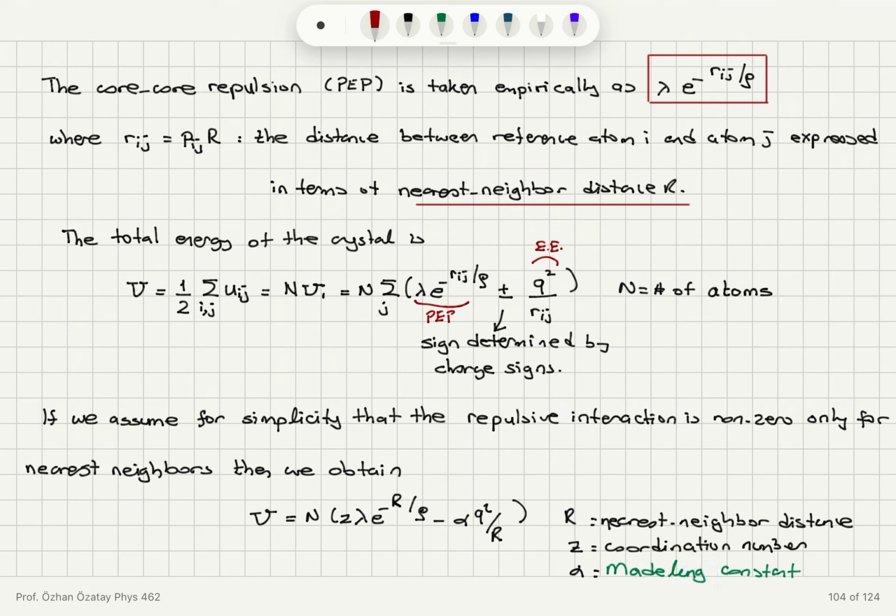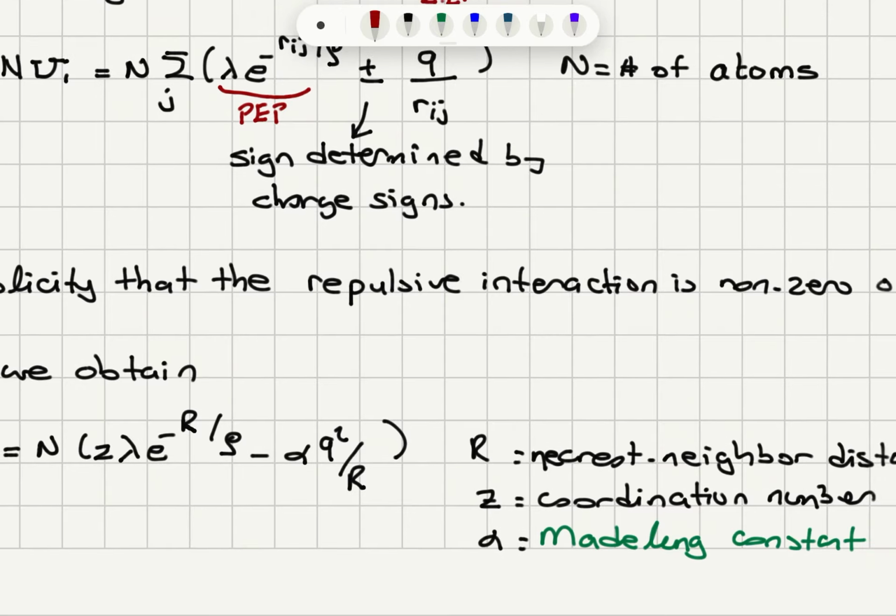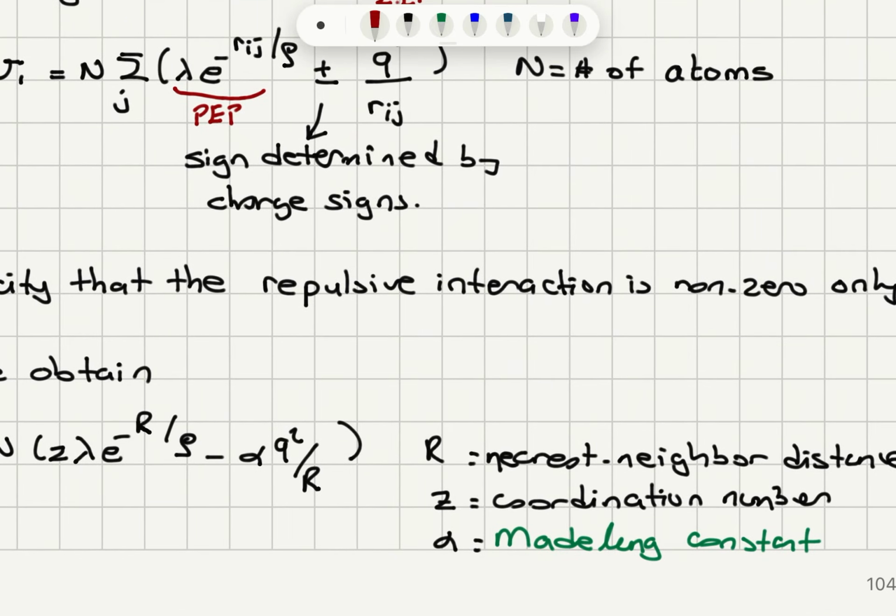Now, if we assume for simplicity that the repulsive interaction is non-zero only for nearest neighbors, then we can introduce this Z, the coordination number, which is the number of nearest neighbors.